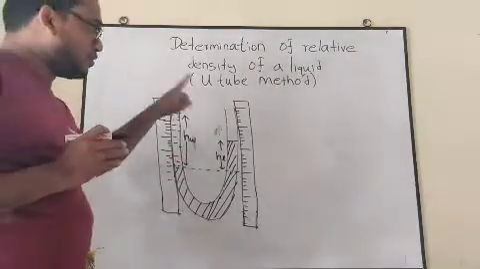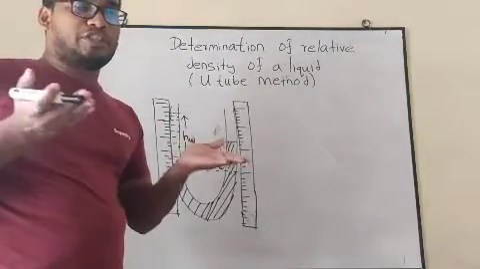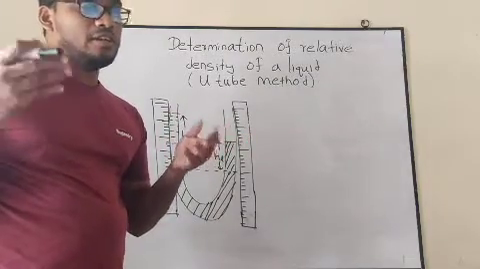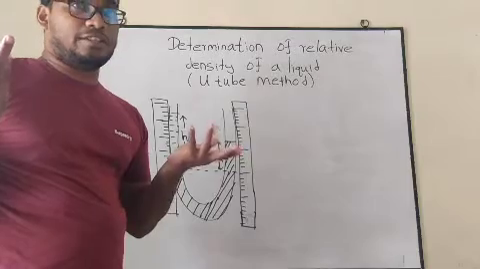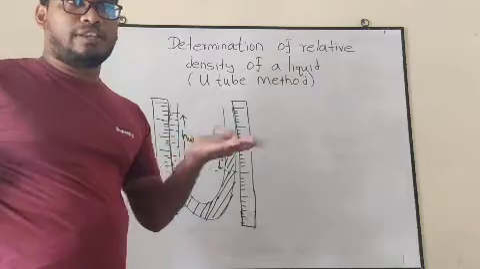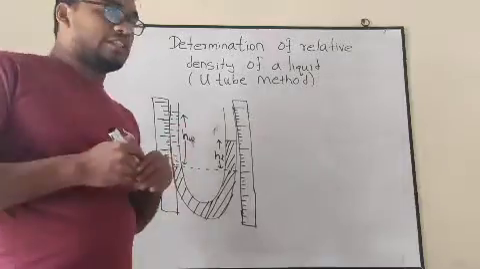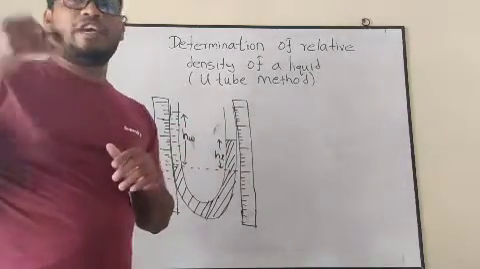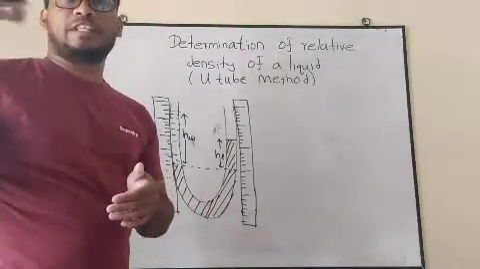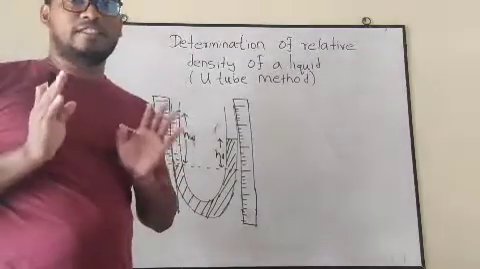Why? If we pour the less dense liquid first, what happens? It would be divided into both arms, so that is meaningless, isn't it? We can't find the relative density of the liquid. So firstly we have to pour the denser liquid, and after that, the less dense liquid into the U-tube. That is the first step.